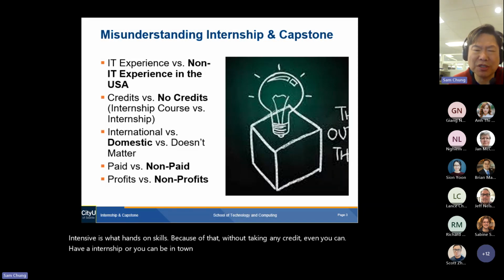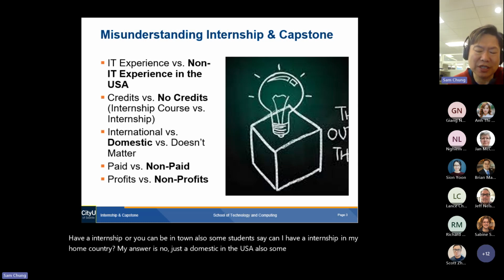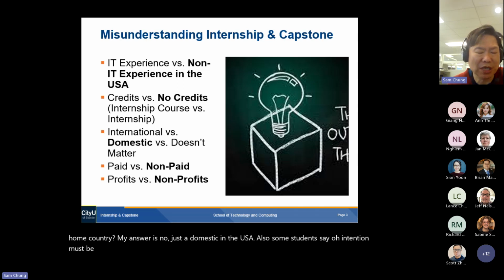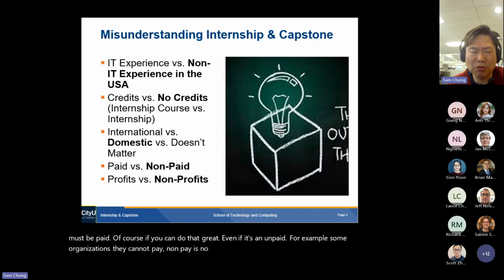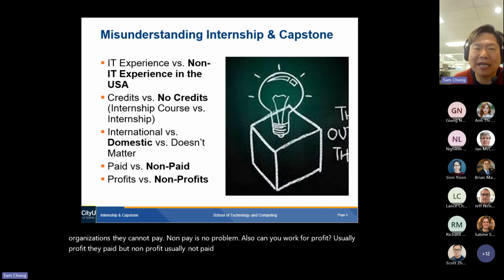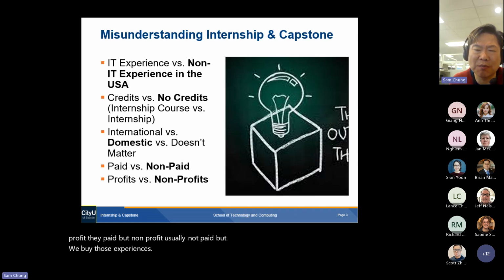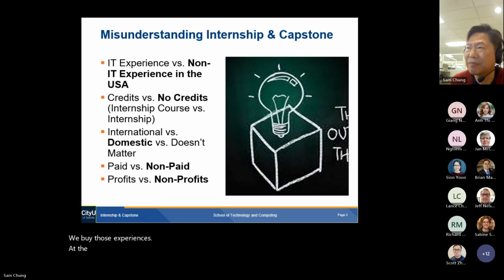Also, some students ask, can I have an internship in my home country? My answer is no. Just domestic in the USA. Also, some students say, oh, internship must be paid. Of course, if you can do that, great. But even if it's non-paid, for example, some organizations cannot pay, non-paid is no problem. Also, can you work for profit? Usually profit organizations pay, but non-profit usually not. But we value those experiences at non-profit organizations.